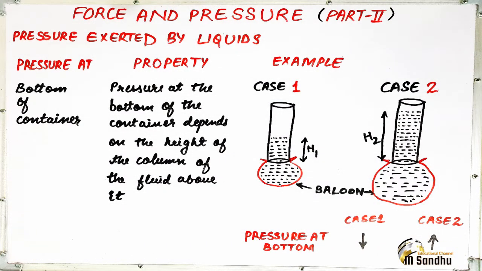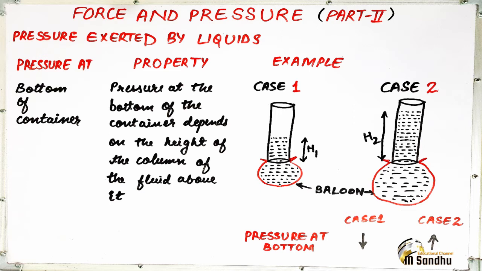Our next topic is pressure exerted by liquids. Fluids, that is liquids and gases, exert pressure as well. We can learn more about such pressure in fluids and its properties using the example of water stored in a container. The first example is when pressure is applied at the bottom of the container. The property of this type of pressure is that the pressure at the bottom of the container depends on the height of the column of the fluid above it.